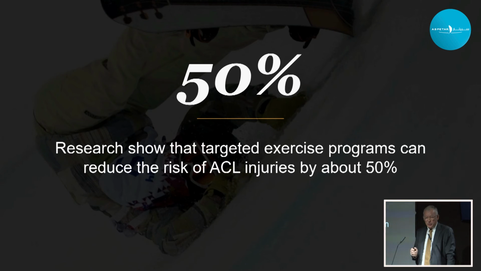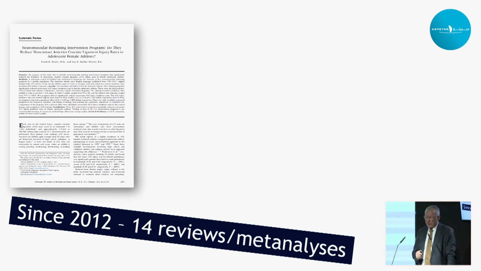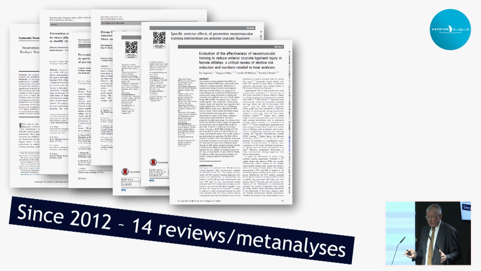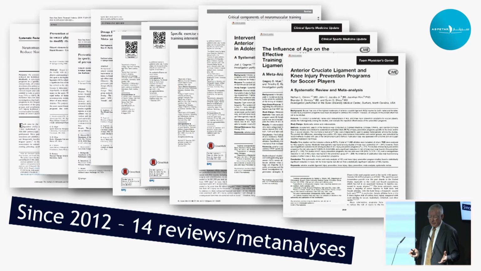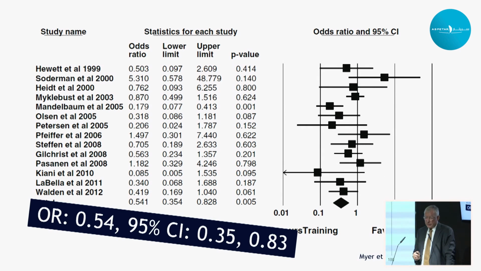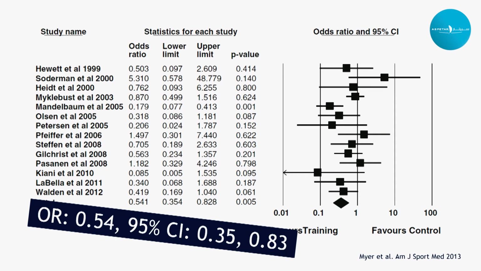And we do have research to show that targeted exercise programs not just can reduce, but they will reduce the risk of ACL injuries by about 50%. That is the number that I normally quote. And we're so fortunate that there's now a bunch of reviews and meta-analyses done on the existing studies. I've counted, maybe there's more than 14, but I at least identified 14 reviews and meta-analyses since 2012. And these are results. This is for any knee injury. Odds ratio of 0.54 means a 46% reduction if you do these programs.